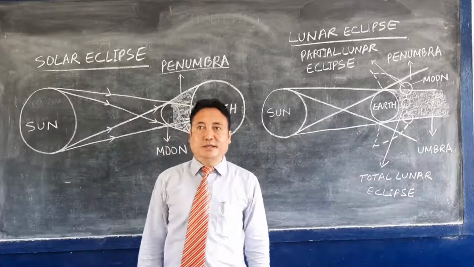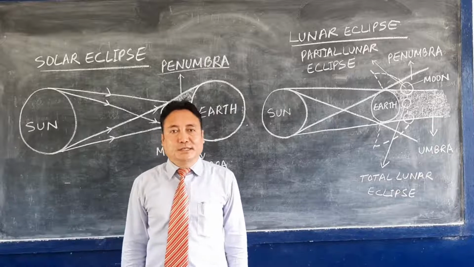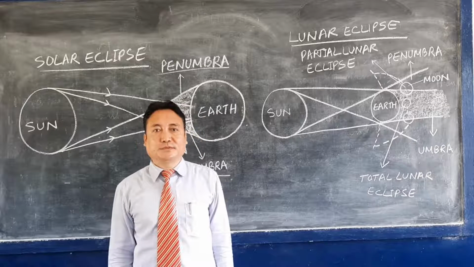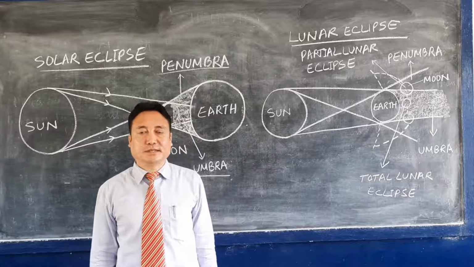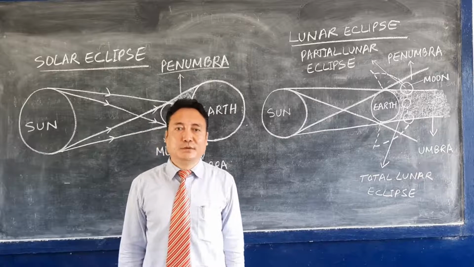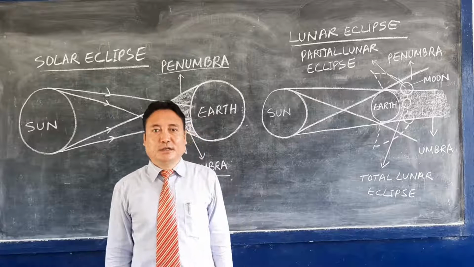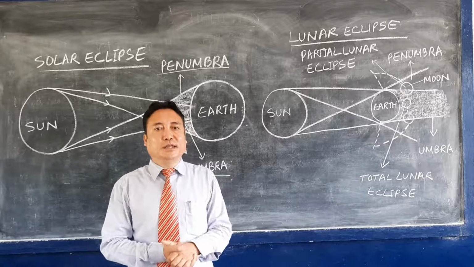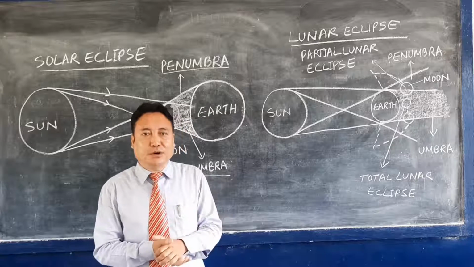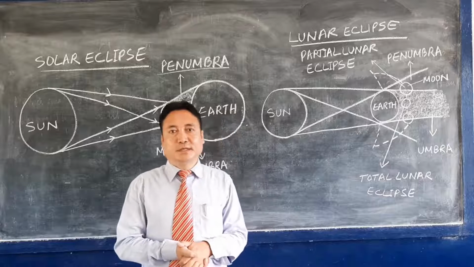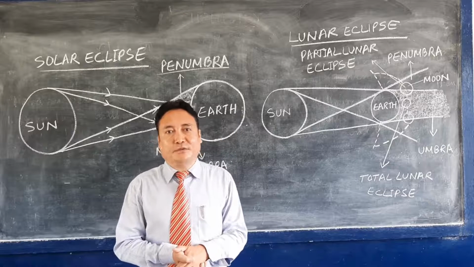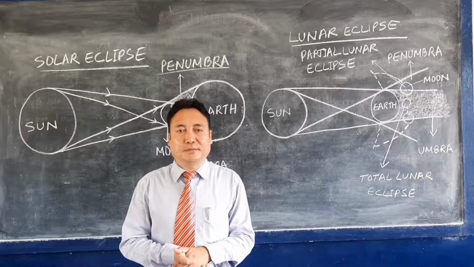Good morning, dear children. Today we will discuss two things: the formation of eclipses, that is, the solar eclipse and the lunar eclipse. Before we come to the word eclipse, we will follow the same point: shadow. Now, shadows are formed by opaque objects.